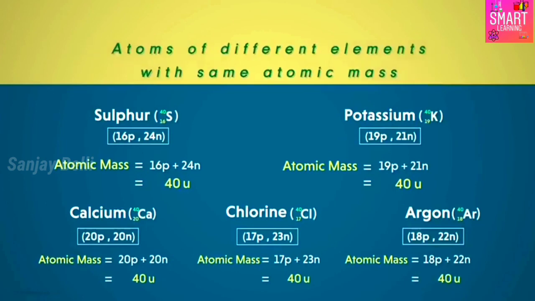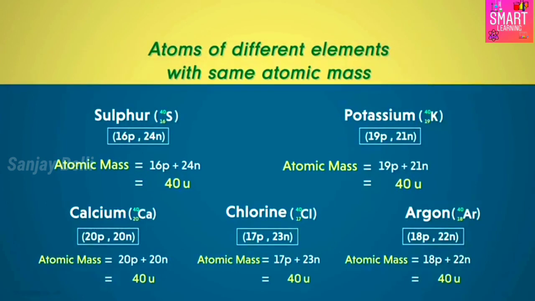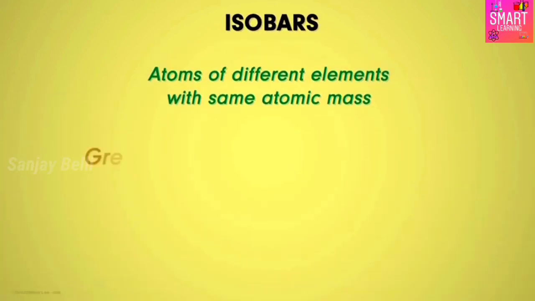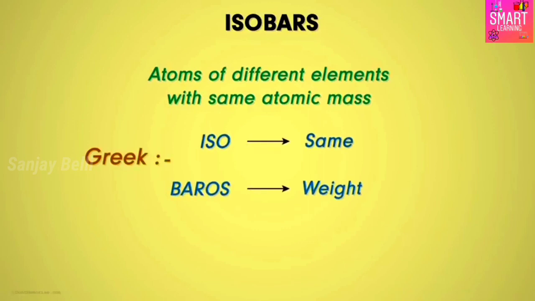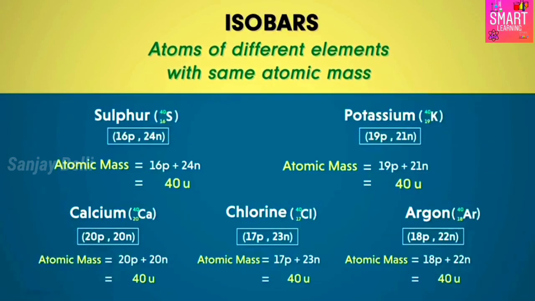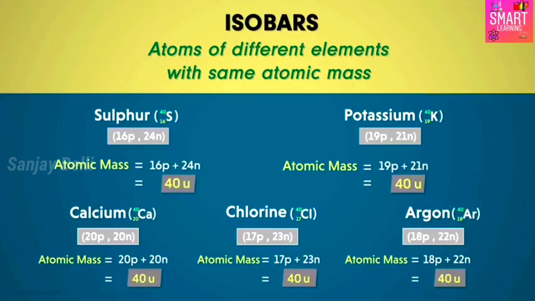Such atoms, different elements having the same atomic mass, are called isobars. The term arises from Greek, iso meaning same and baros meaning weight. Remember, if we consider 2 isobars, the number of protons and the number of neutrons in each case will be different, but the total number of nucleons or the atomic masses will be the same.